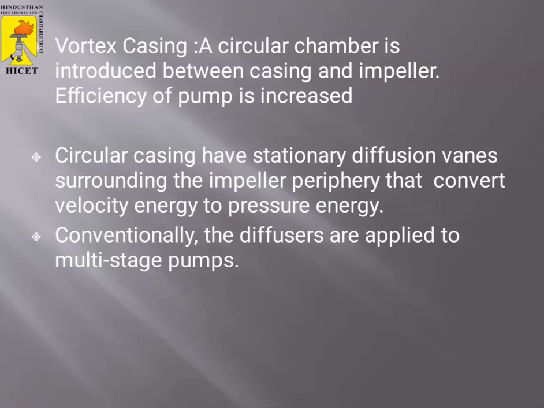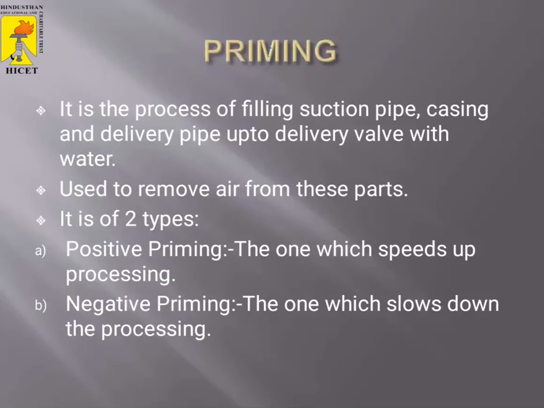Efficiency of the pump is increased. Circular casing has stationary diffusion vanes surrounding the impeller periphery that convert velocity energy to pressure energy. Conventionally, the diffusers are applied to multi-stage pumps. And priming is the process of filling the suction pipe, casing and delivery pipe up to the delivery valve with water. That is called priming operation, and it is used to remove air from these parts.